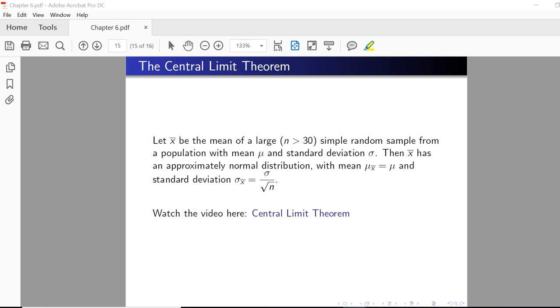It says the following: if we take a simple random sample large enough, so that n is greater than or equal to 30, from a population with a known mean and a standard deviation, then we can say that the distribution of the sampling mean, so x bar, is normal, regardless of what the underlying population is. And the parameters will be the following. The mean of the distribution of the sample mean is the mean of the population, and the standard deviation is the standard deviation divided by the square root of n.